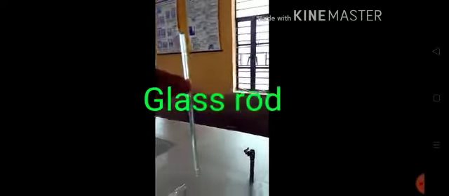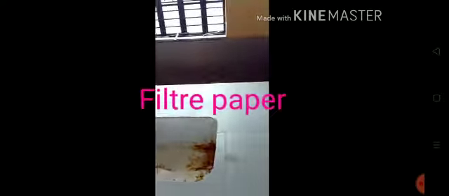This is a glass rod. The glass rod is used for stirring some chemicals so that the chemical does not sediment or precipitate. After that, filter paper. This is the filter paper, and it is used to filter suspensions, like soil particles or sand particles from water or a mixture.